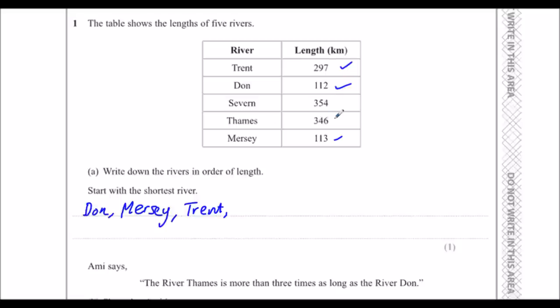And then we've got 346 for the Thames. And 354 for the Severn.